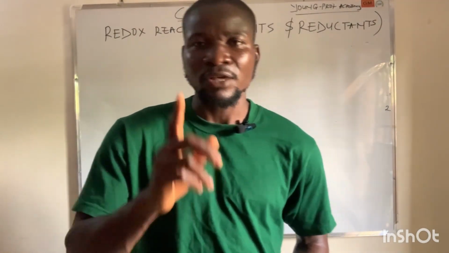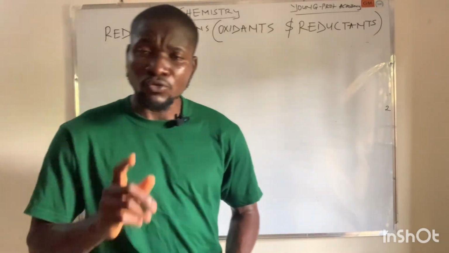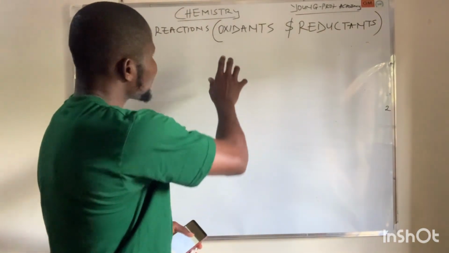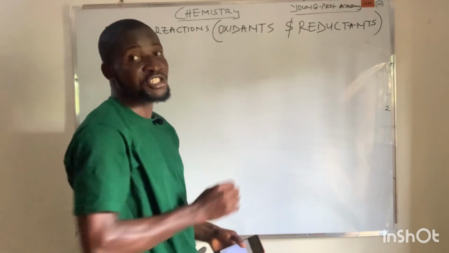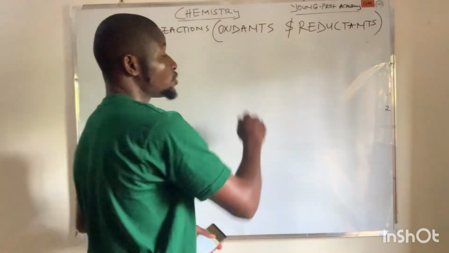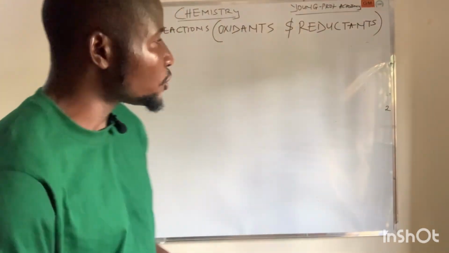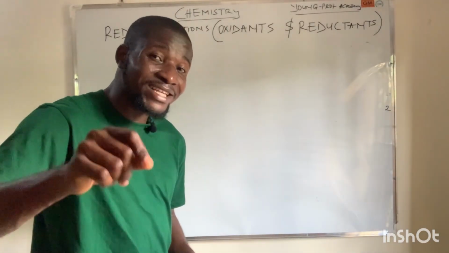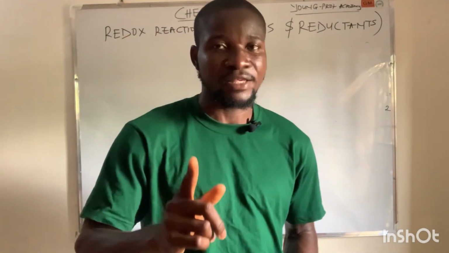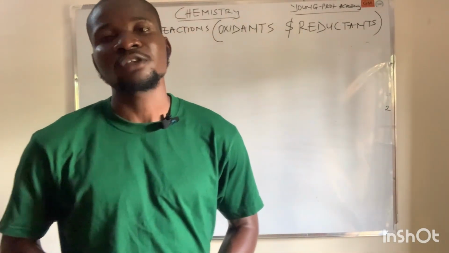Now, I want you to understand something very, very important. In identifying an oxidant, which is also called an oxidizing agent, as well as a reductant, which is also called a reducing agent, two things are very important that you know. Number one, you have to understand that an oxidizing agent is the agent that always loses an electron.